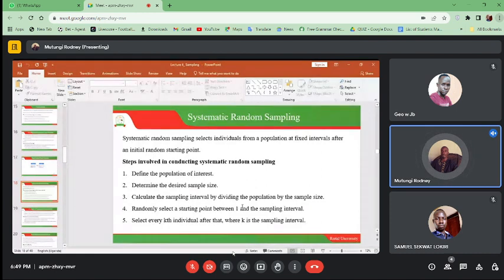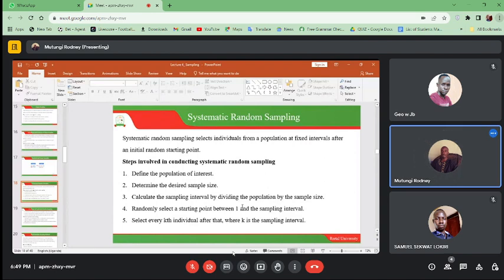And how do you do it? Step number 1 is to define the population of interest. In our example, we are looking at, for example, the children that are living in Juba and are under 5. Then you determine the desired sample. If you have 1,000 children that are living there, and you have determined that the sample that you need to represent the entire population will be 100, you calculate the sampling interval by dividing the total population by the sample size. So in this case, if you have the total population as 1,000, you divide by 100, then your sampling interval there will be 10, okay?